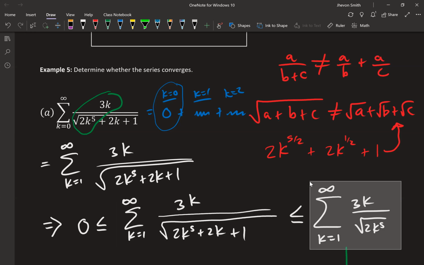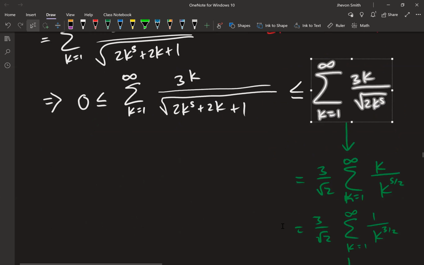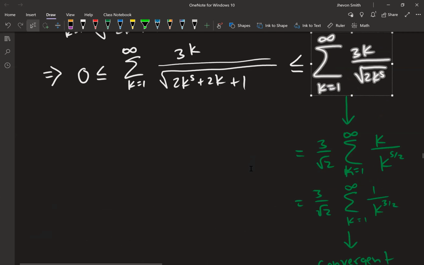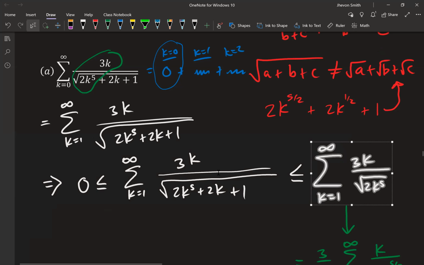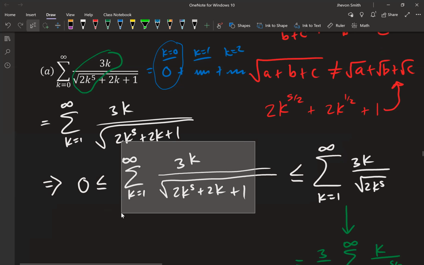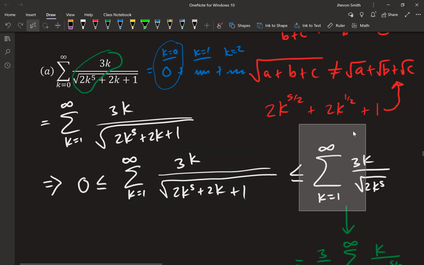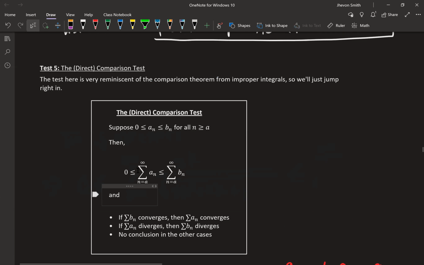Then I focus my attention on this guy and notice that it's a p series. Those guys are easy to spot when they show up. So I can show that that guy is convergent by the p series test. And so this guy will have to converge by the comparison test, because I just showed that there's a series bigger than him that converges. And both of them are larger than 0. So this allows me to apply the direct comparison test.